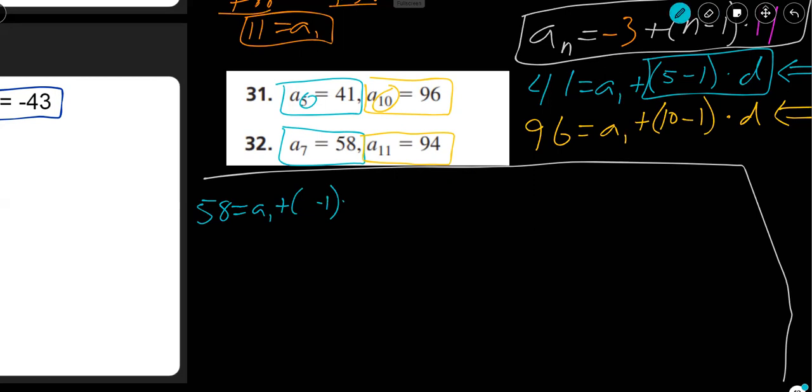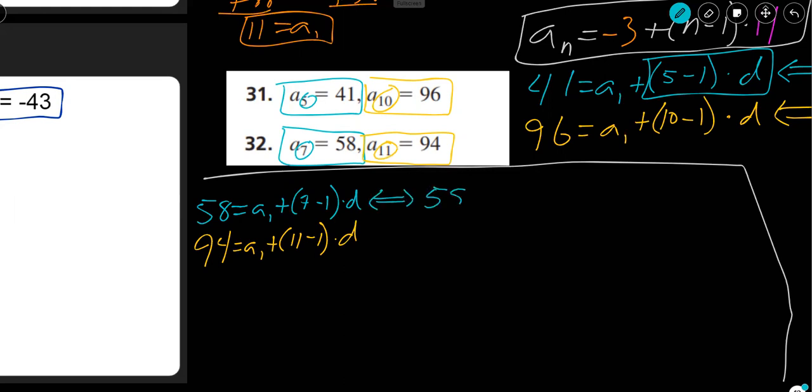My n value in this case is 7, so it's going to be 7 minus 1 times my d value, which again, I don't know. And then my yellow equation is going to be 94 equals A1 plus 11 minus 1 times my d value, which I also don't know. And then I'm just going to clean things up a little bit to create my system of equations.